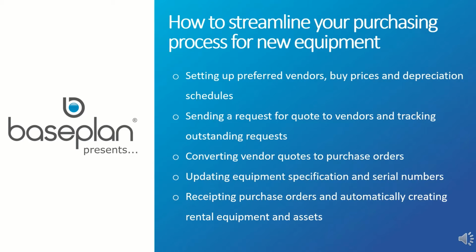Baseplan presents a video on how to streamline your purchasing process for new equipment, focusing on the following areas: setting up preferred vendors, buy prices and depreciation schedules, sending a request for quote to vendors and tracking outstanding requests, converting vendor quotes to purchase orders, updating equipment specification and serial numbers, and receiving purchase orders and automatically creating rental equipment and assets.